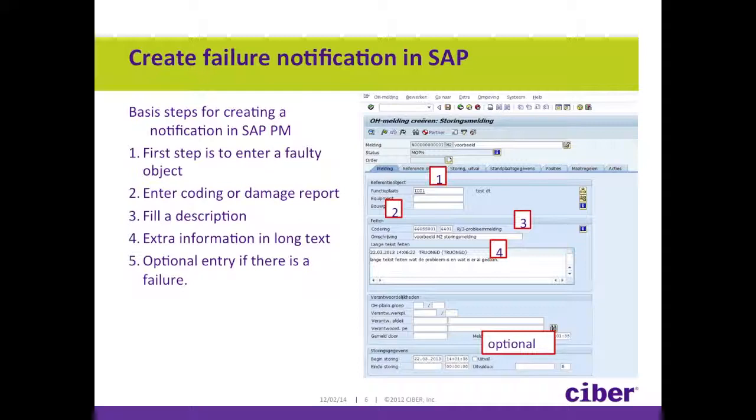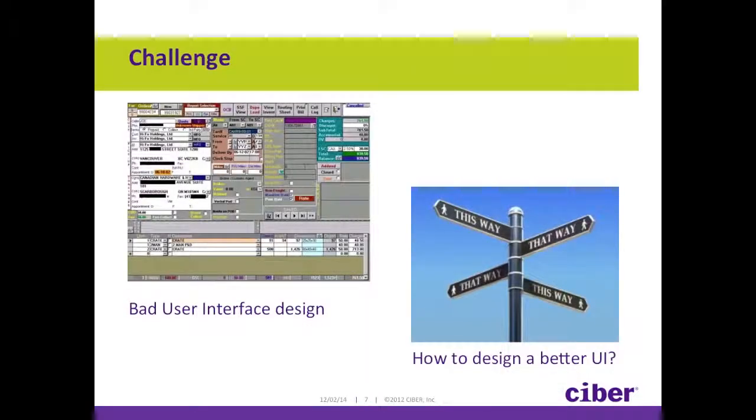And we see a screen where we have like 6 or 7 tabs with lots of fields. So as a user I wouldn't know what to fill in and where. So this can be optimized. So that's the challenge. We have a bad user interface design. It's complicated. We don't know what to do.